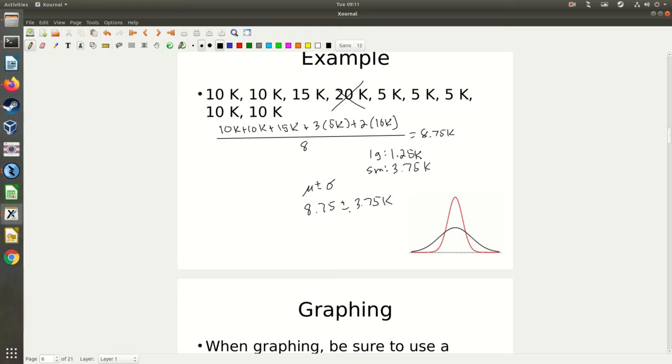And that plus or minus 3.75 says you got quite a lot of variation relative to your actual value. It means it could be as high as 12 and a half or as low as 5 is where you expect to find your values. And so that's probably a pretty high error.